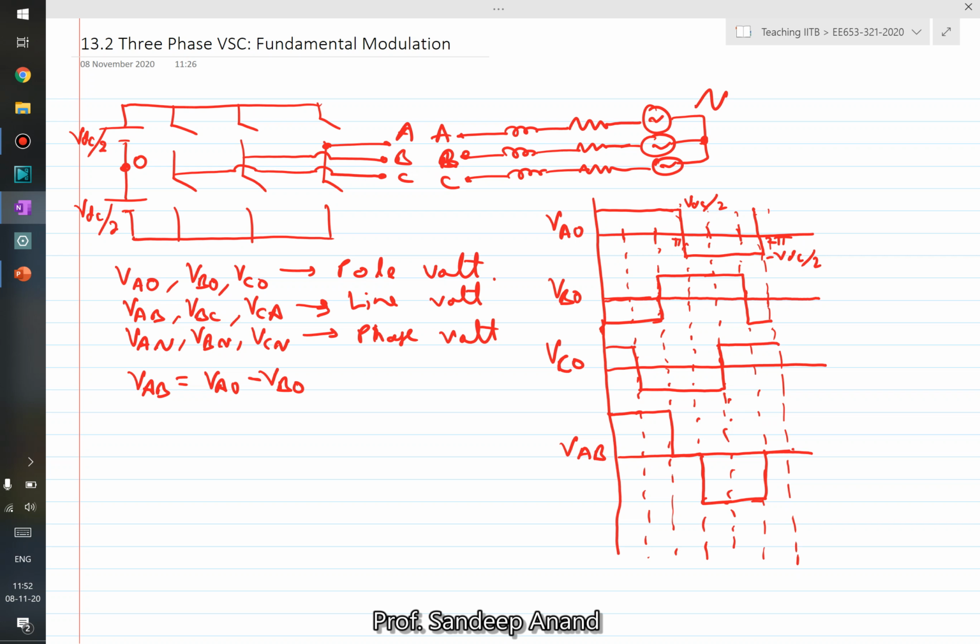Now the next interesting thing is, how would the phase voltage look like? How would the phase voltage VAN look like?